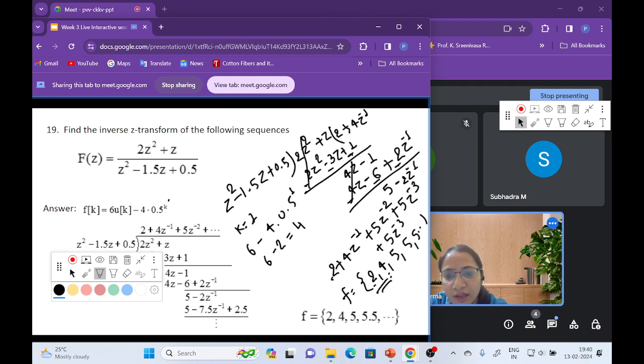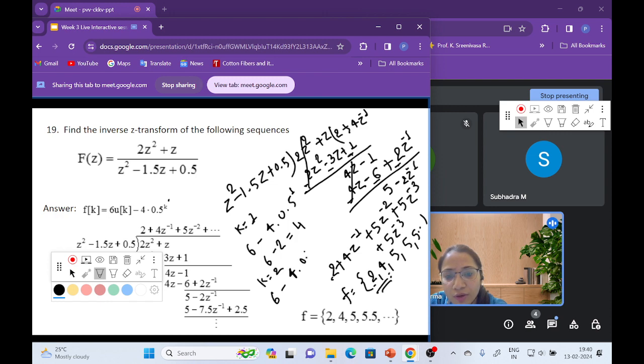Okay, so let's see what comes at k equal to 2. At k equal to 2, it is 6 minus 4 multiplied by 0.5 square, that means 0.25.